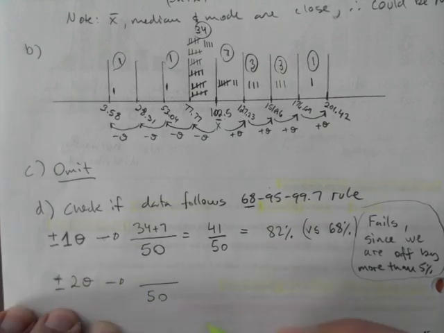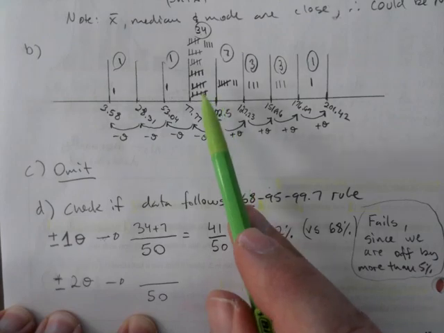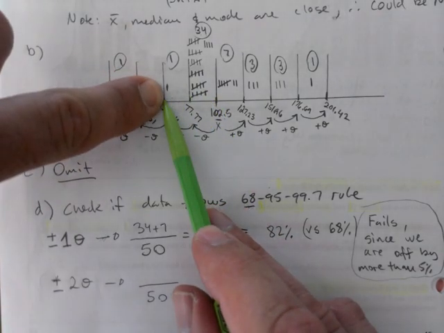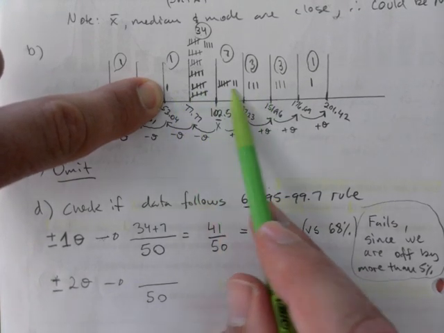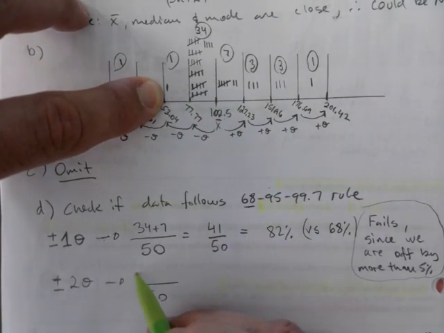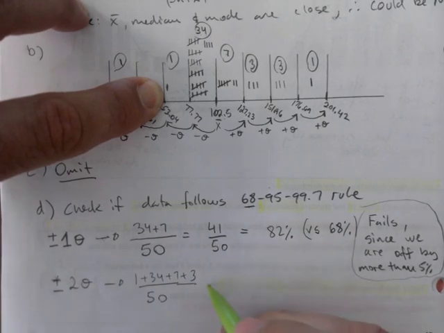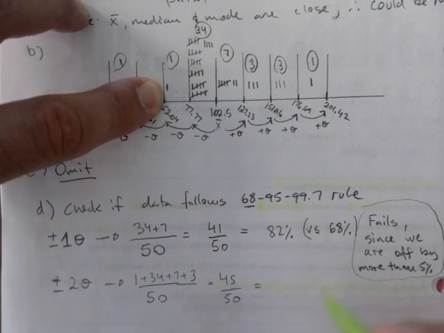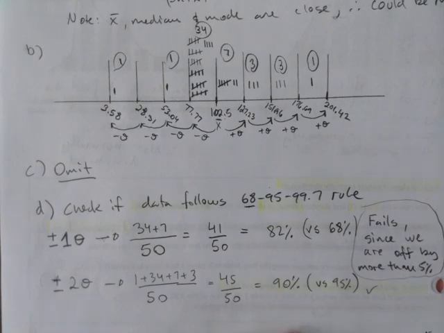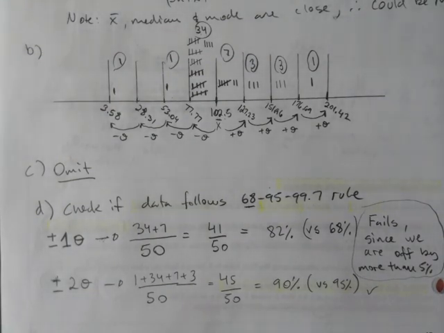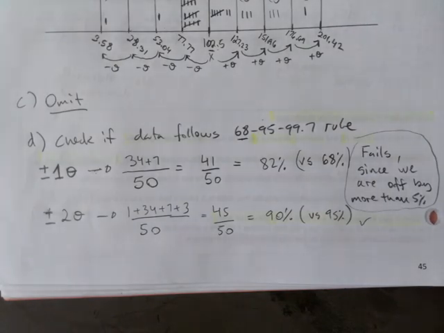Remember, we're checking against 50. If you go to the middle and you go 2 standard deviations to the left, that gets you to this line. You go back to the middle and you go 2 standard deviations to the top. That'd be all of these numbers right here. So that'd be 1 plus 34 plus 7 plus 3. And that is 45 out of 50. That is 90% versus 95. So it passes that test, that within 2 standard deviations you have about 95% or you're close.